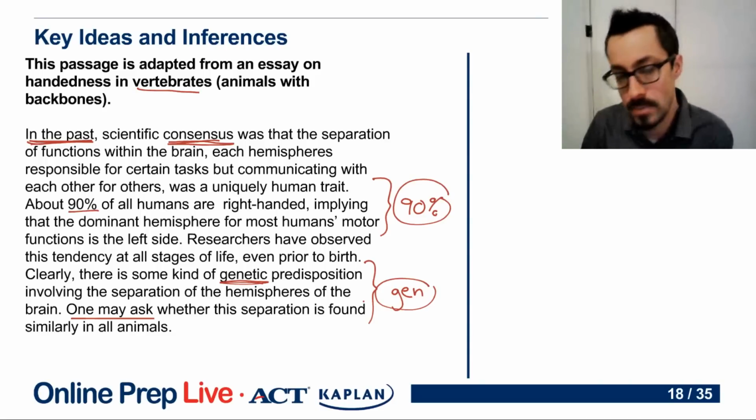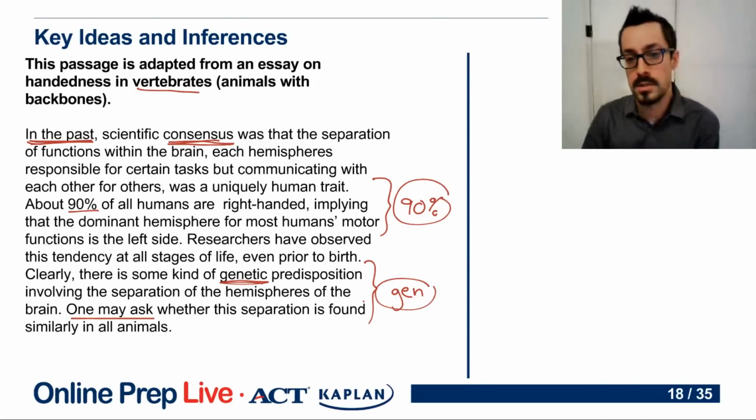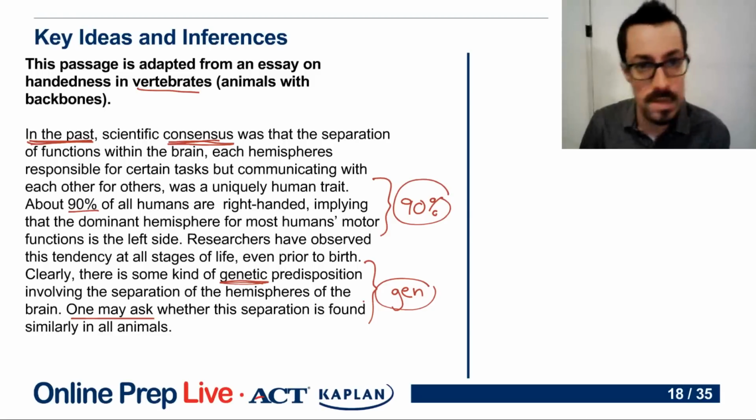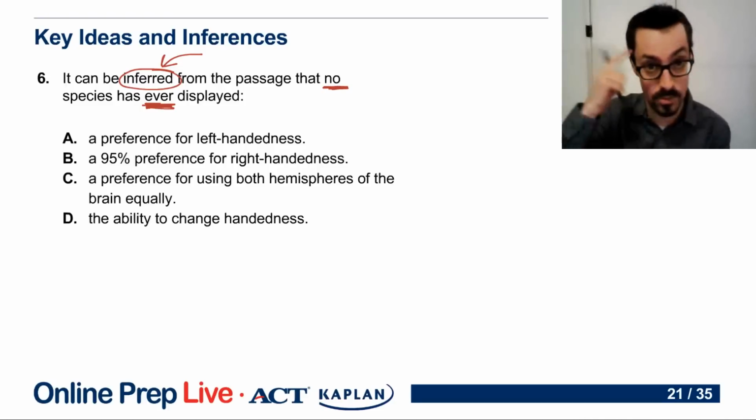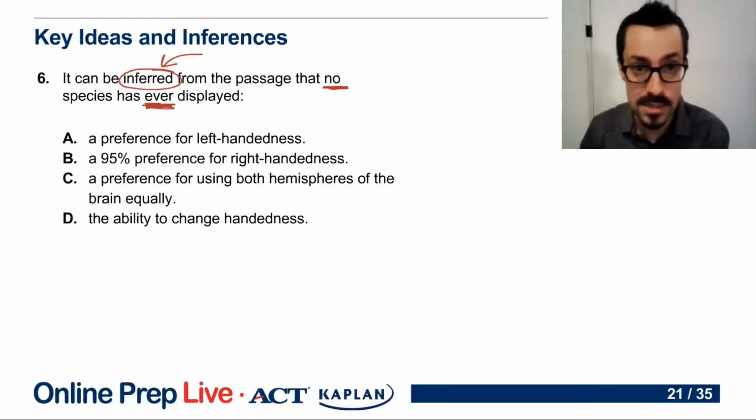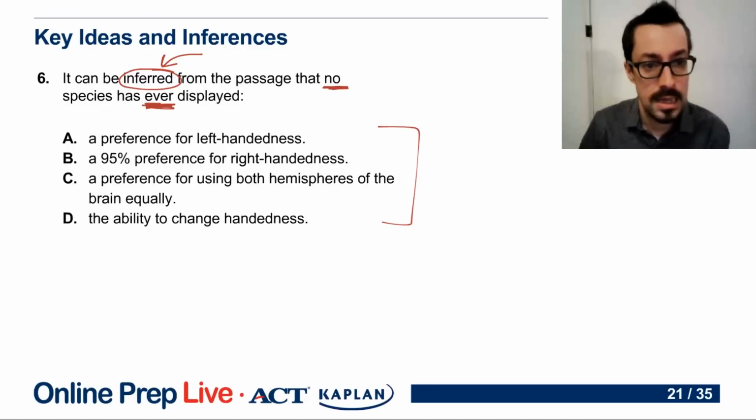Okay, maybe an animal has been like 80%, maybe some species, 3/4 of them are right-handed, but nobody's right-handed as often as humans. Nobody hits that 90% number. So going back to this question, we can see which one has not ever been displayed. Put your vote based on what we just saw back in the passages. Put your vote into the poll. Which one is impossible? Which one of these cannot happen ever, ever, ever in another animal species?